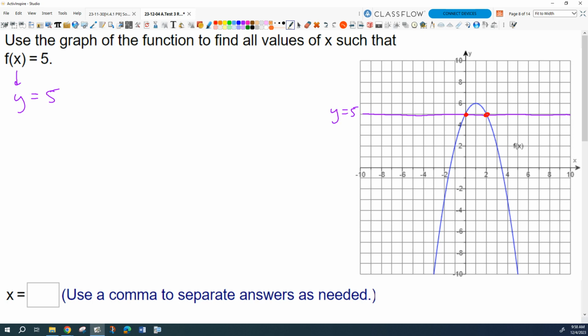Okay, so we're trying to find all values of x. So what would the x values be? Yeah, look at that. There's an x value at 0, and there's an x value at 2, right? So we get 2 of them, 0 and 2.